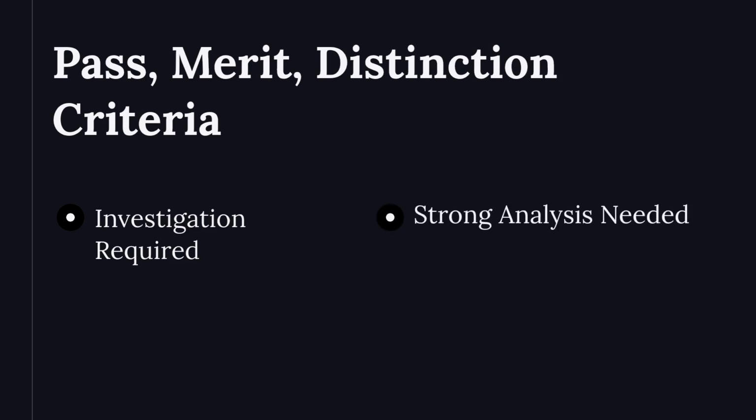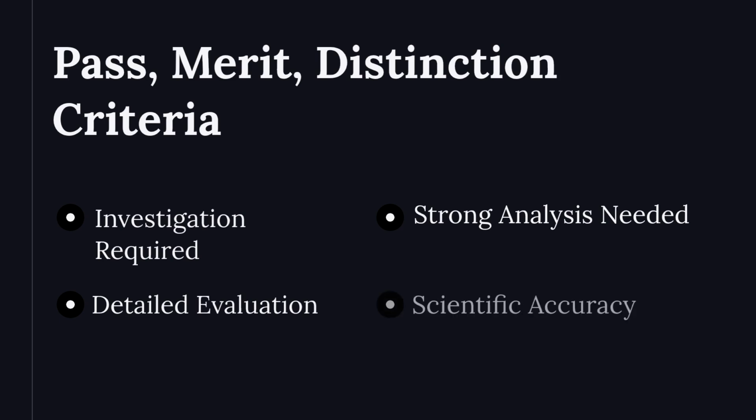A pass requires the investigation to be carried out and results reported clearly. A merit demands strong analysis and interpretation of results. Distinction requires detailed evaluation and scientific reasoning. Work should demonstrate scientific understanding and accuracy. Meeting these expectations is crucial for success.